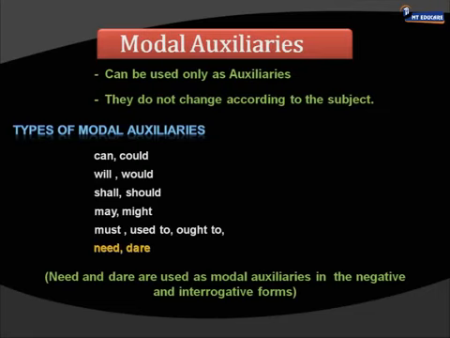Must, used to, ought to, need, dare. Practice it when you go walking home with your friends, when you've got nothing to talk about, or when you're talking too much. Just bring this and see that you get them. There are only 13 modal auxiliaries. Can, could, will, would, shall, should, may, might. These are pairs. After leaving out those 8 pairs, we have got must.